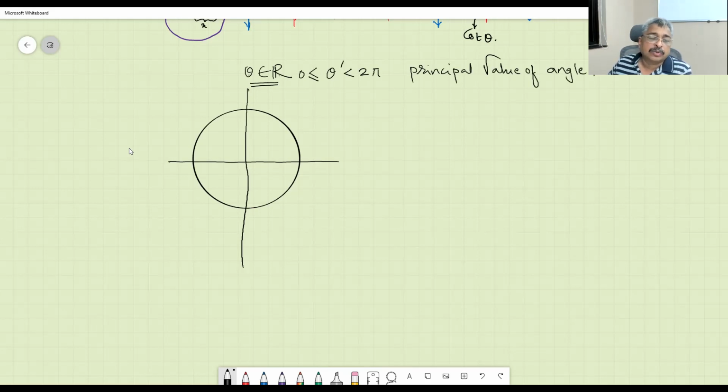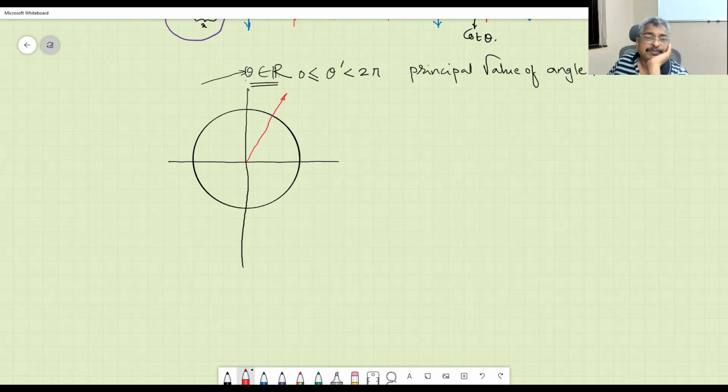Correct? So whatever is the terminal ray diagram for theta belonging to R, and its corresponding ray diagram for theta dash, those two diagrams are going to be congruent. They will look alike. They are not going to be different. Only the value of theta is going to be, say, 5000 degrees. The corresponding theta dash will be between 0 and 360 degrees. But the terminal ray is going to look like the terminal ray.